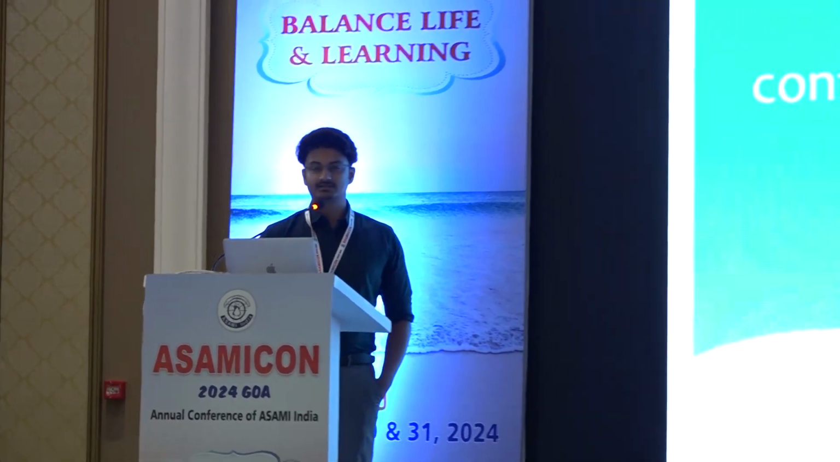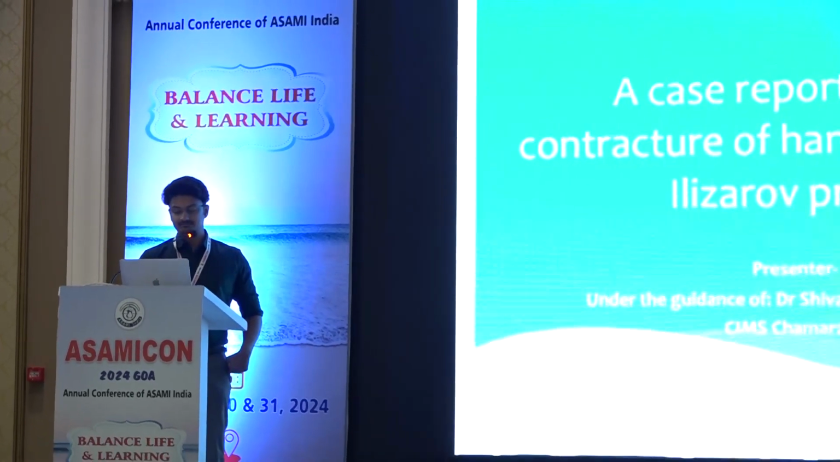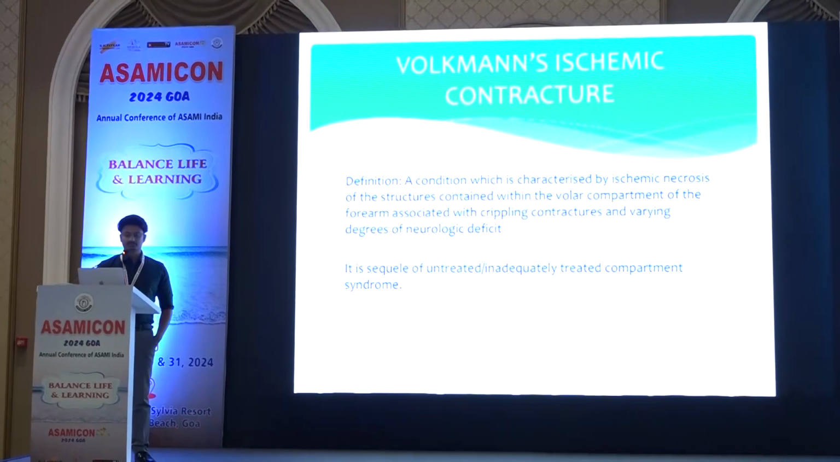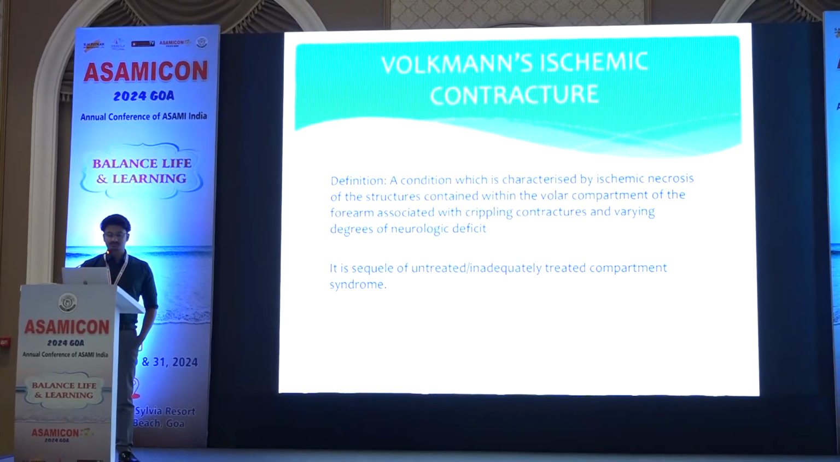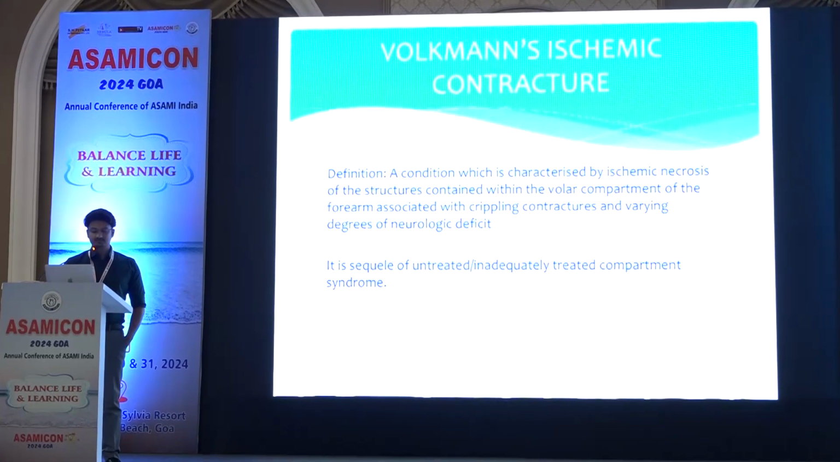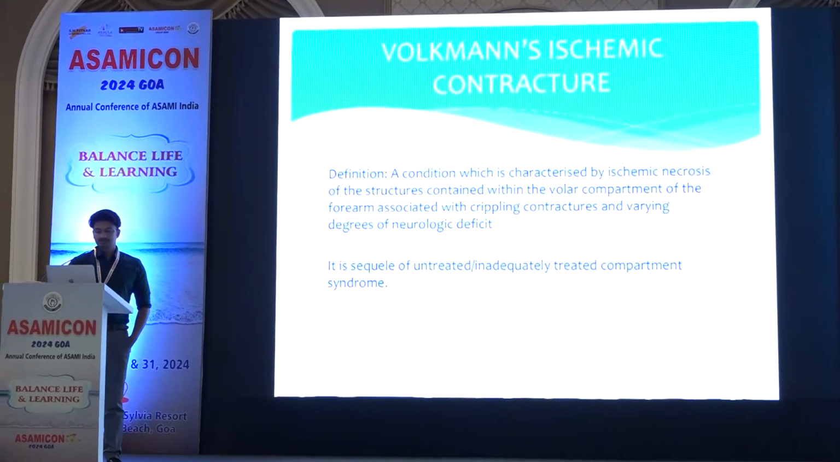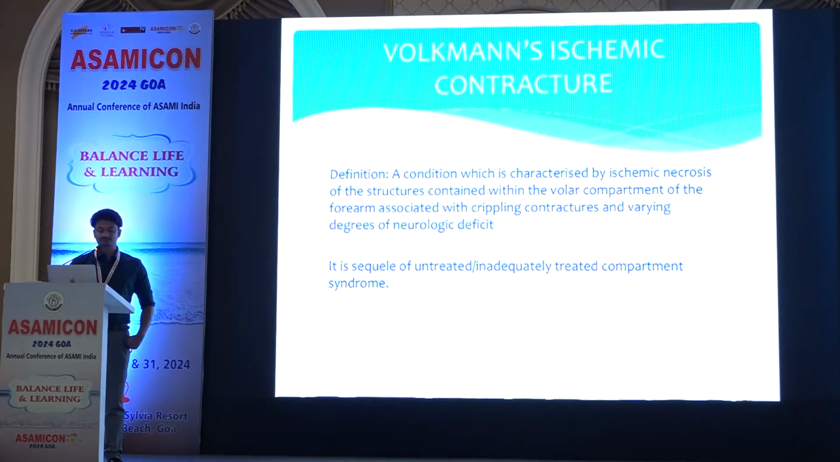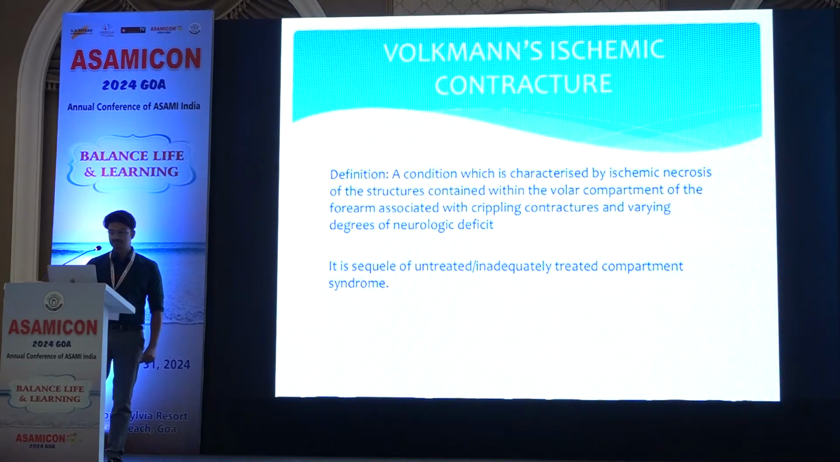I'm Dr. Pratyush, currently a postgraduate at SIMS Hospital, Karnataka, under the guidance of Dr. Shivanna. I have a case report on flexion contracture of the hand managed with the Ilizarov principle. Coming to the cause of wrist and forearm contracture, Volkmann's ischemic contracture, the definition is that it is characterized by ischemic necrosis of the structures contained within the volar compartment of the forearm, associated with crippling contracture and varying degrees of neurological deficit.